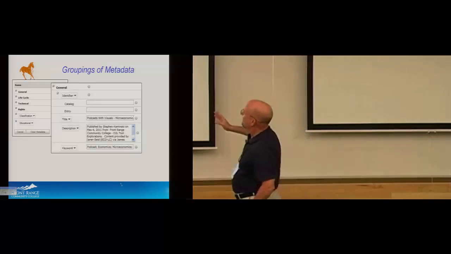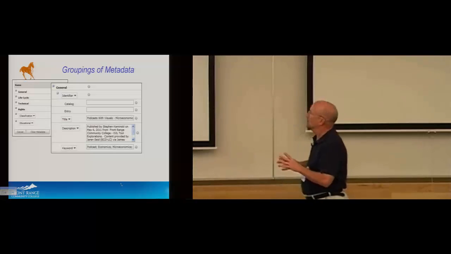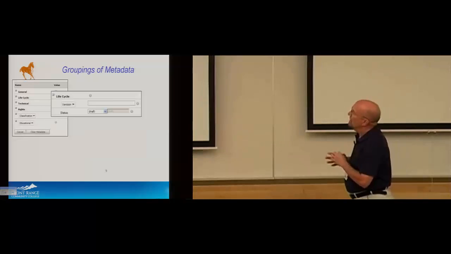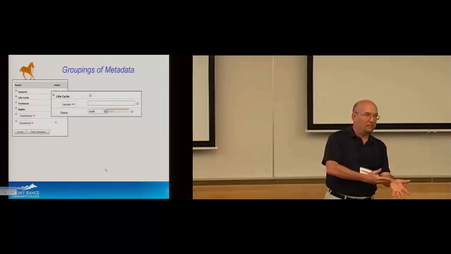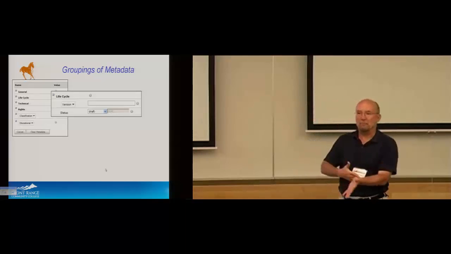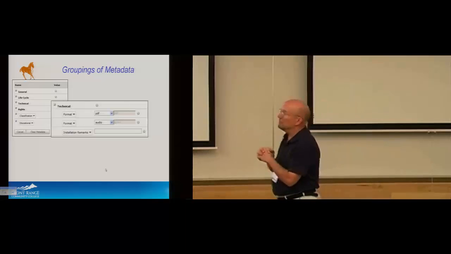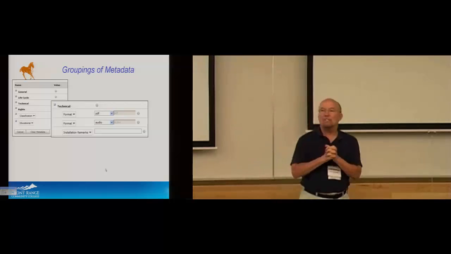There's general information, title, catalog, keywords. Next, life cycle, like is this a final version? Is this a developmental version? Is this in draft? Is this experimental? Technical, this is actually quite valuable. What's in here?